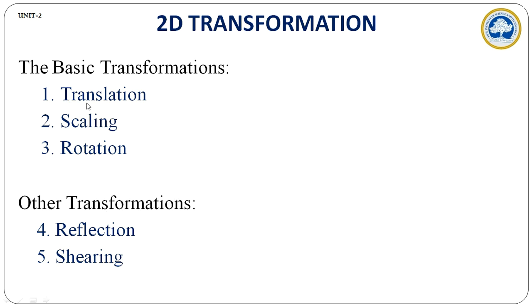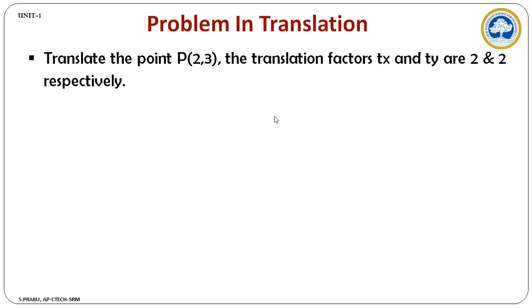First, I am going to discuss translation. Translation is nothing but shifting the object from one place to another. So the problem may be asked like this. In a problem, any primitive can be given. Here, a point is given. The point coordinate values are 2, 3 and the translation factors tx and ty are 2.